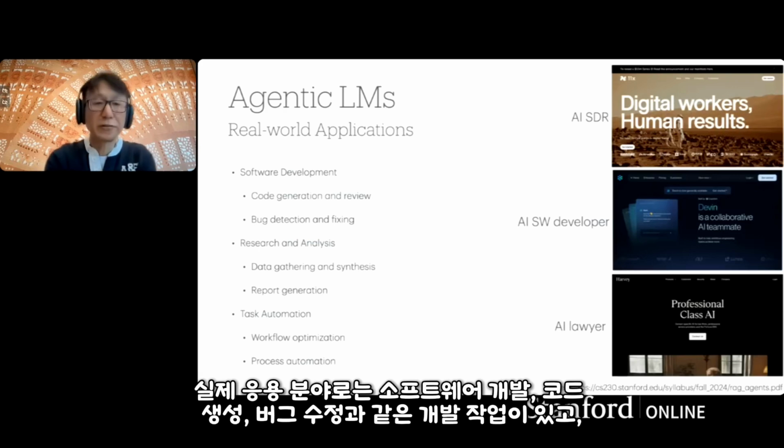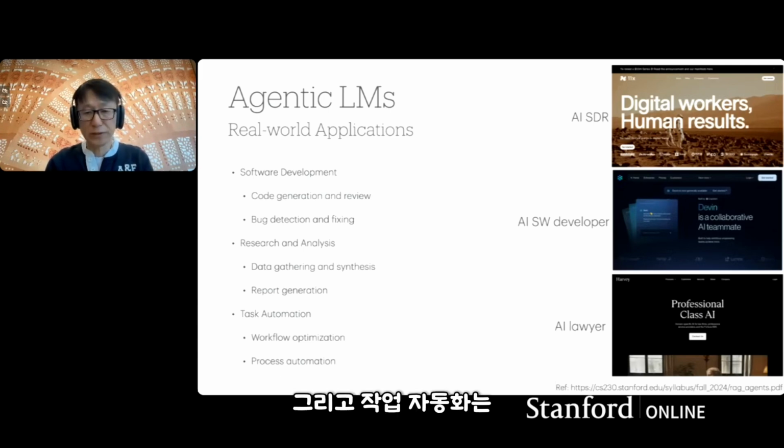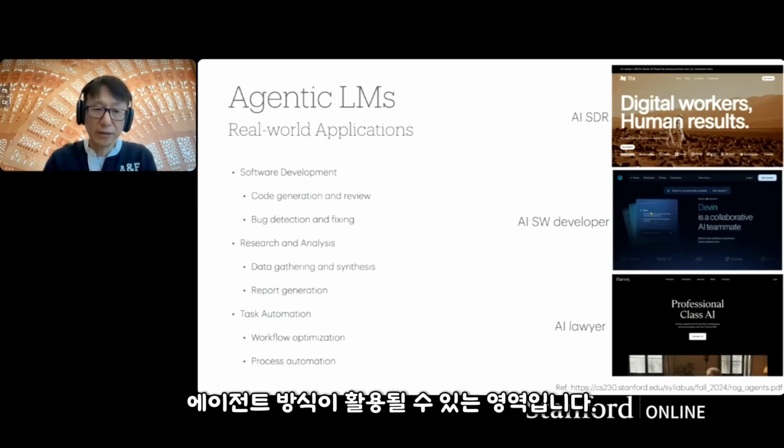All right, so here are the real world applications. Software development, code generation, or bug fixing is widely investigated and researched by different organizations, and there are companies trying to provide these services, as listed on the right side. Then research and analysis, which gathers information, synthesizes it, and provides a summary for the users. And task automation is one of the areas where the agentic method could be used.